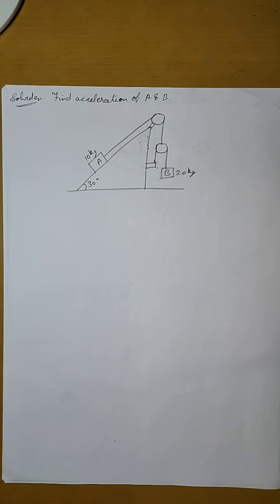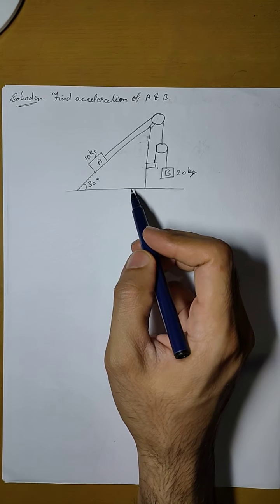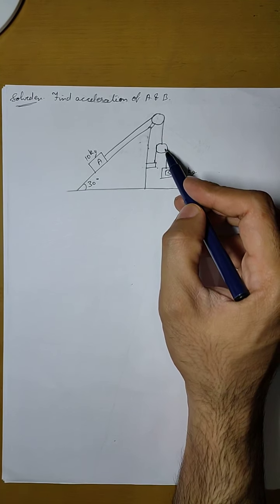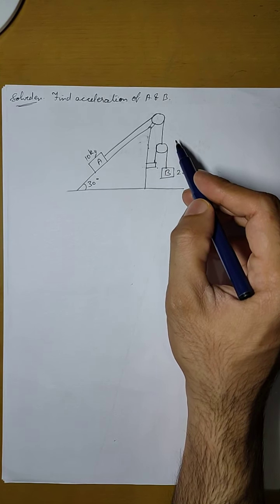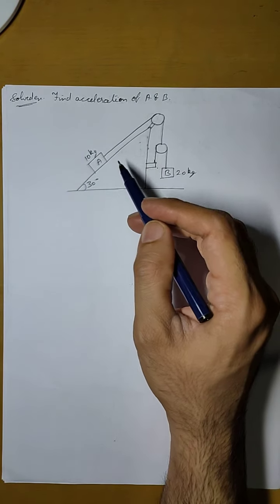Now this situation is given to us and we have to find the acceleration of blocks A and B. Now A is on an inclined plane which is making an angle 30 degree with the horizontal. Again we have two pulleys like one of the examples that we did in earlier videos. So first let us make a free body diagram.